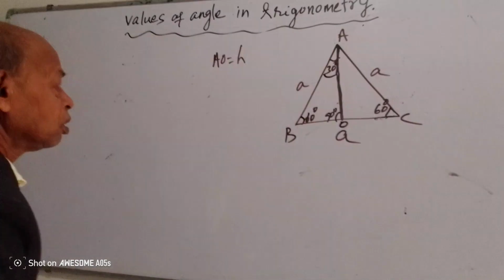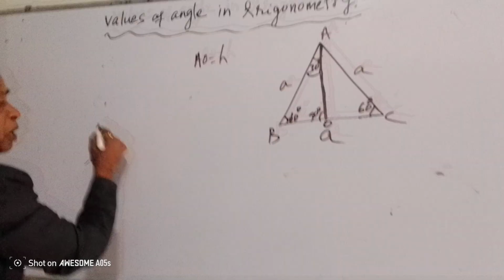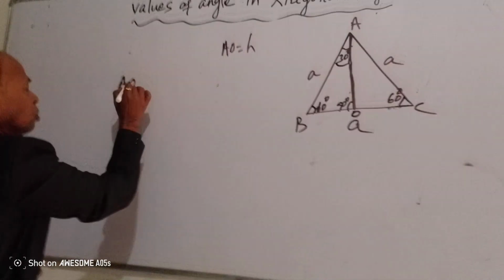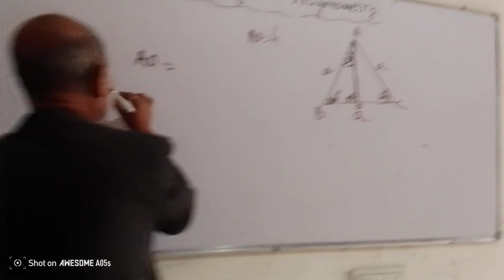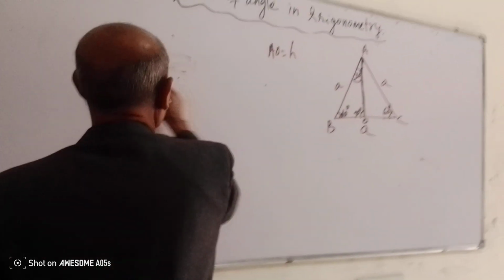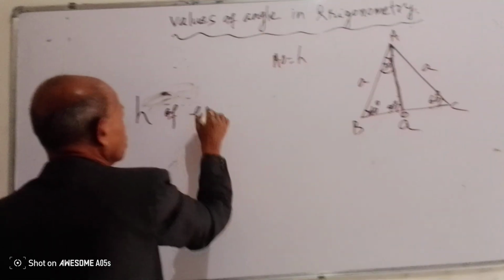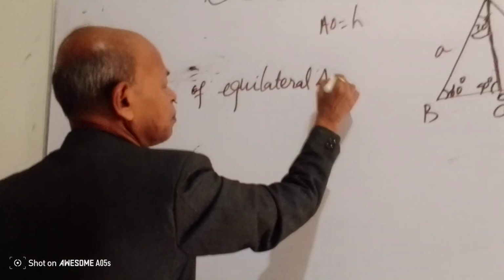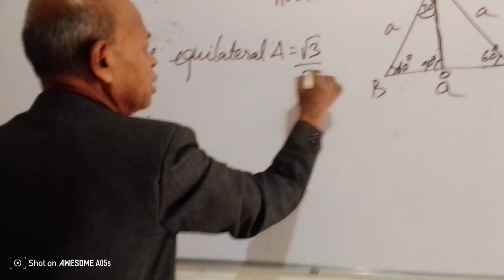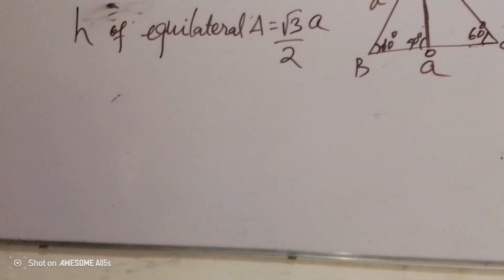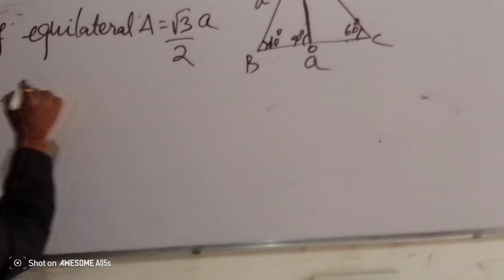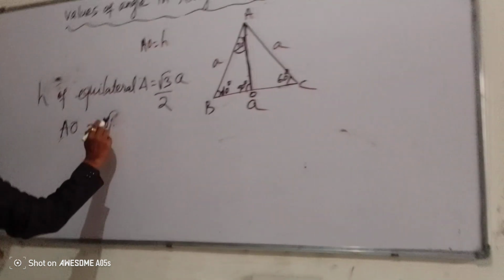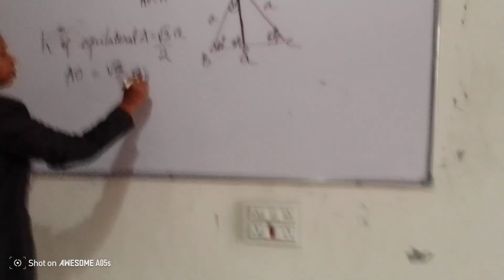Now AO is the height of the equilateral triangle. The height of an equilateral triangle is given by the formula side into root 3 by 2, so your AO is equal to root 3 by 2 a. Now we are interested to find sin 60 degree.